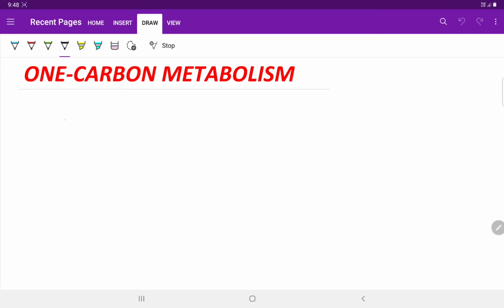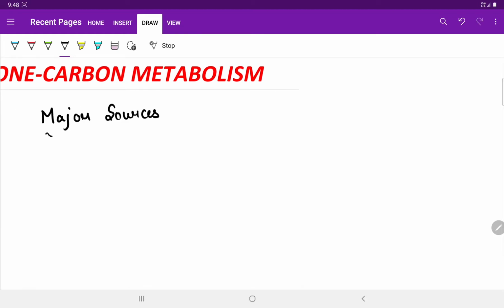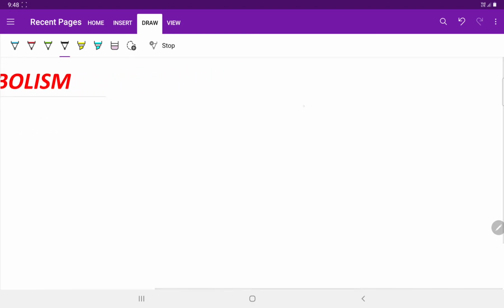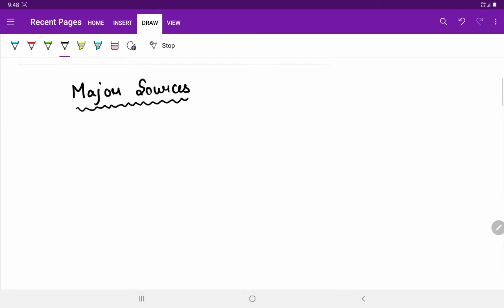So first of all, I shall be writing here the major sources, then the reaction will be proceeded by the tetrahydrofolate and the products will be formed on the other side. So now let us see the first one. The first major source is glycine and tryptophan.